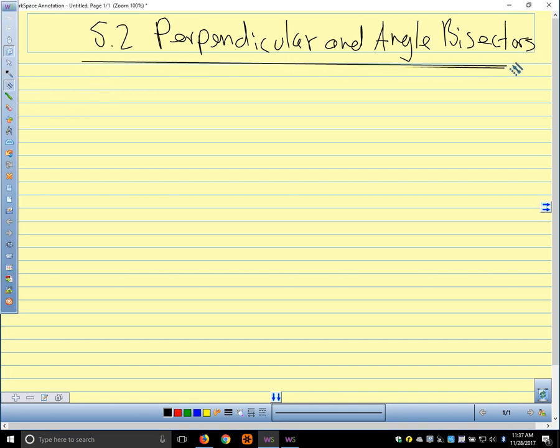All right, so before we have a couple of theorems that we're going to talk about, let's remember what these words that we're using mean. Perpendicular. What do we mean by perpendicular? When two segments are perpendicular, or a line is perpendicular to a segment, what do we mean?